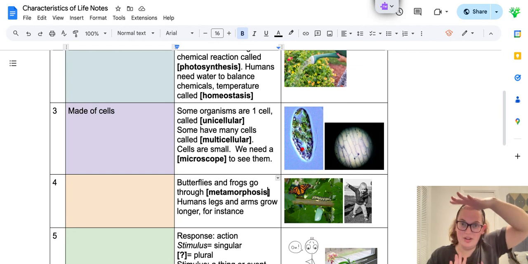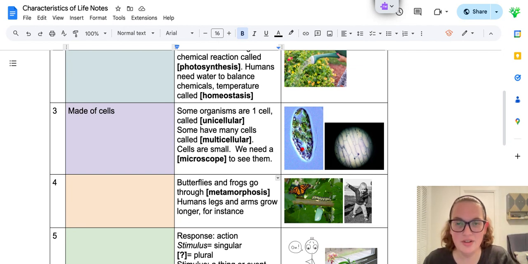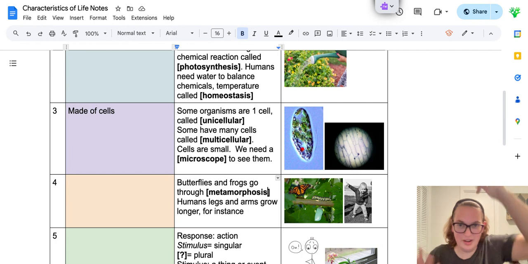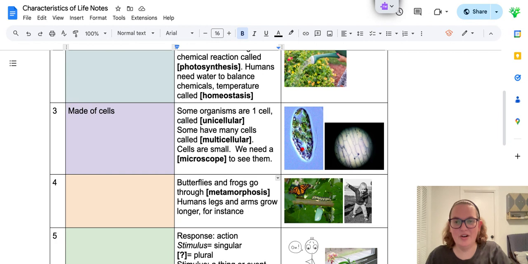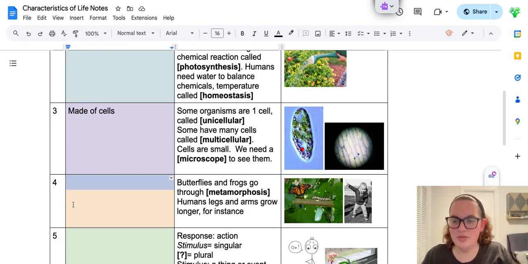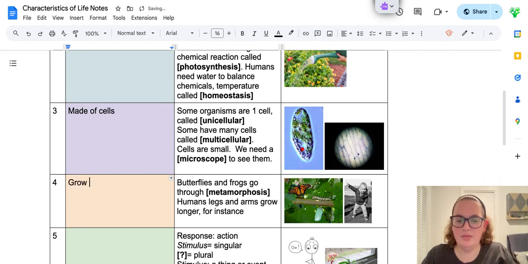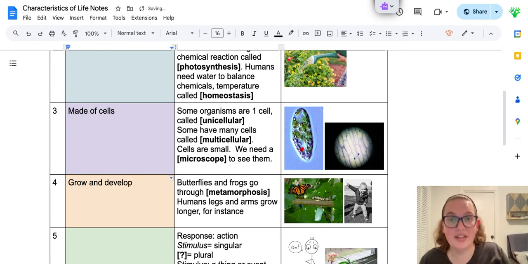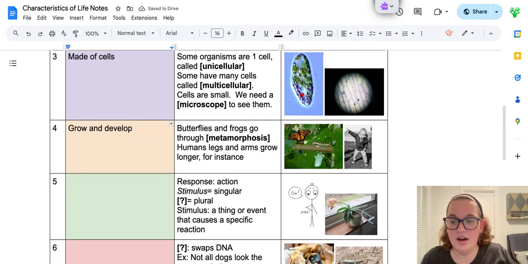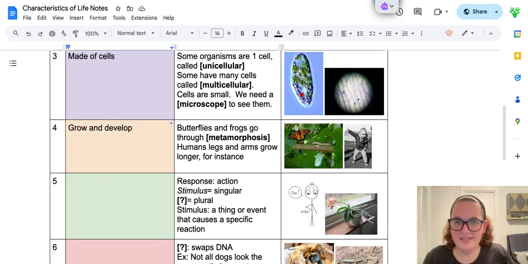Toddlers are organized in a way that helps them, as they're growing and developing, fall over and still be okay. Their arms and legs are very short, and most average humans can go like this, and toddlers can't do that. Their arms can't go over their head. And as we grow up, we develop. And that's this one. Grow and develop. Our bodies change and they get bigger. Even unicellular organisms do.